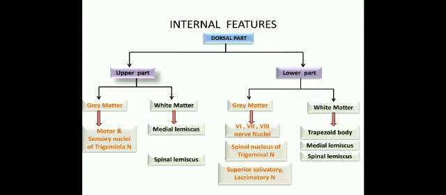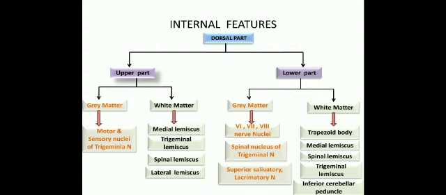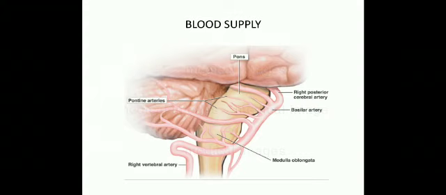The spinal lemniscus and the trigeminal lemniscus are also present in the lower and the upper part. The lateral lemniscus is in the upper part, and the inferior cerebellar peduncle is seen in the lower part, whereas the superior cerebellar peduncle is seen in the upper part. So, these are the differences between the upper aspect and the lower aspect of the dorsal or tegmental part of the pons. The blood supply of the pons is by pontine arteries.